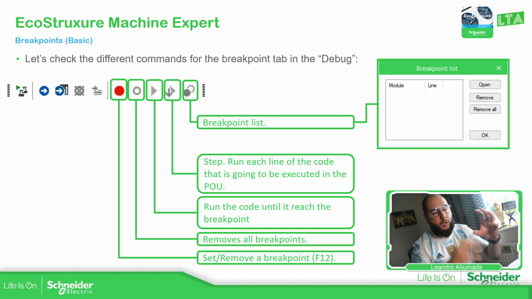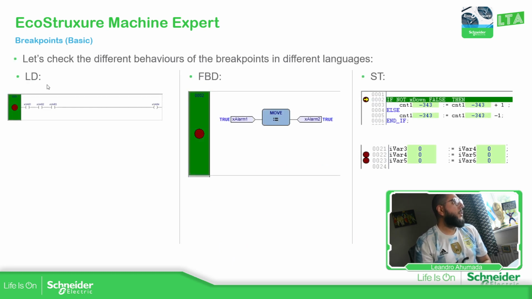If you have 3 POUs and you have the breakpoint on the second one, and it is stopped at a line in the second one, you just run step by step. But once it reaches the third, it will execute everything until you go to the second again on the breakpoint line. So that would be the difference here. And this is how you can see different behaviors.